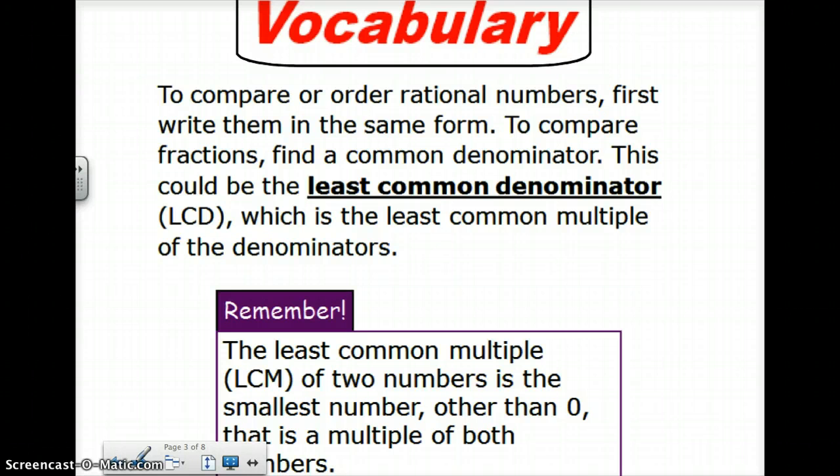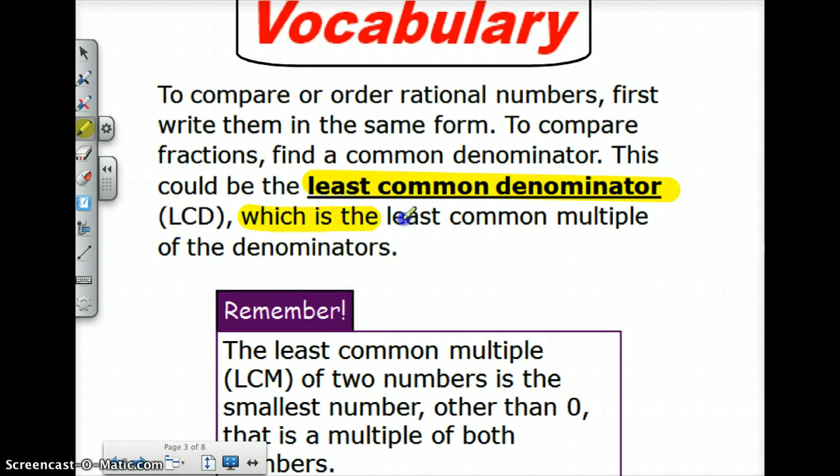Now, anytime you want to compare fractions, you need to find a common denominator. The book is suggesting that you find a least common denominator, which is the least common multiple of the denominators. I do not mind if you do not find a least common denominator. Just find a common denominator. That's as simple as it is. Remember that the least common multiple of two numbers is the smallest number, other than 0, that is a multiple of both of the numbers. Let's go ahead and take a look at what we're talking about.